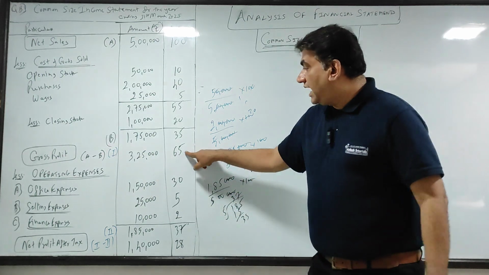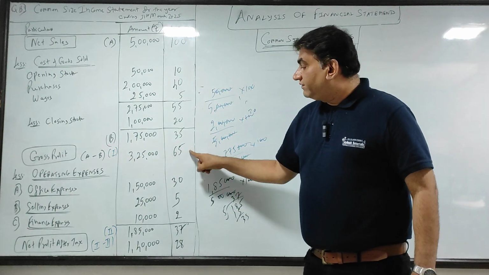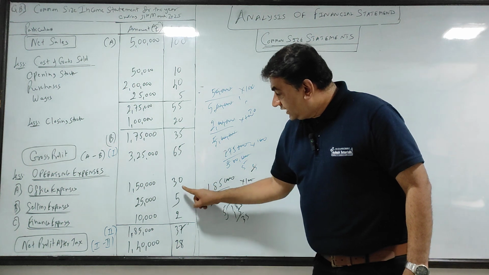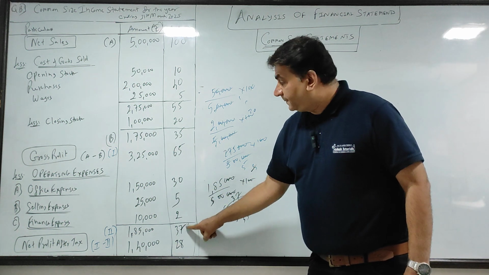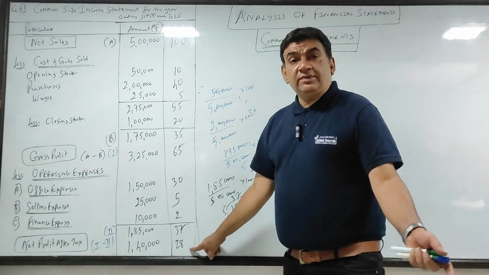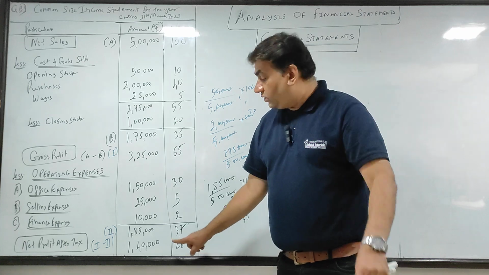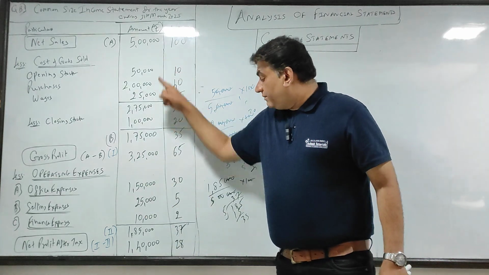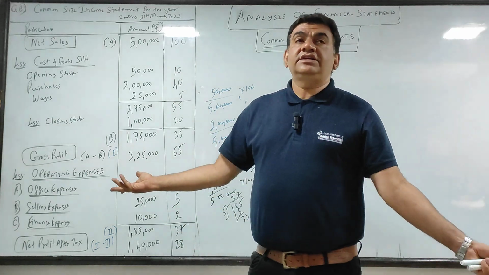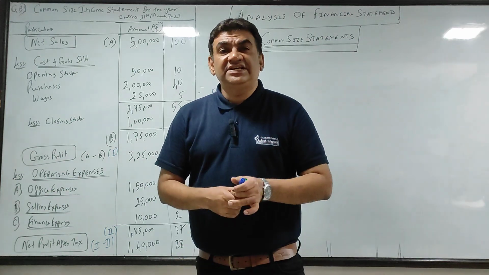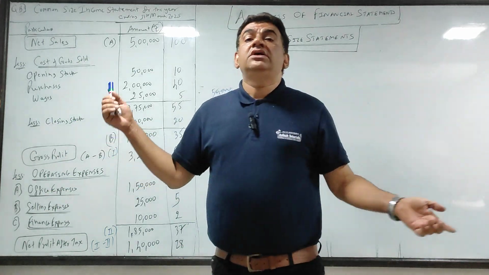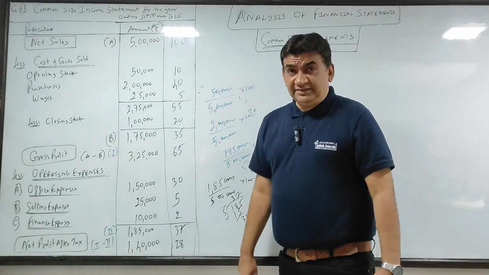Now see, till here it has come. 100 minus 35 gives you 65. Now see, 35 plus 2, 37. 65 minus 37, 28. Check the percentage. 1,40,000 divided by 5 lakh into 100 gives you 28%. So guys, this was common size income statement.